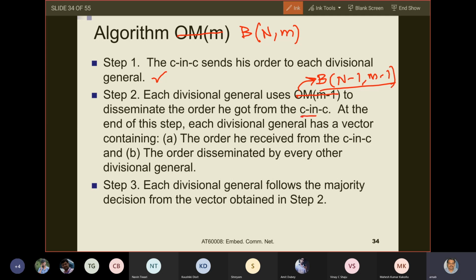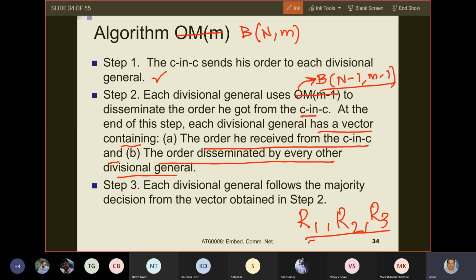At the end of this step, each divisional general has a vector containing the order he received from the commander-in-chief and the order disseminated by every other divisional general. Suppose I am divisional general number 1. So at the end of step 2, what do I have? I am R1 and I have 3 other R's, R2 and R3. At the end of step 2, what do I have?